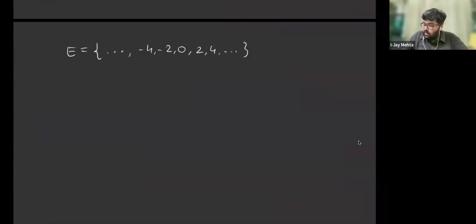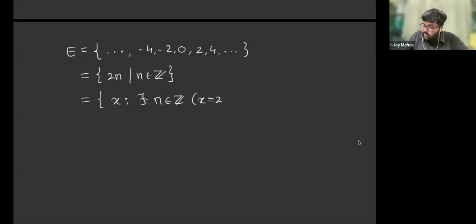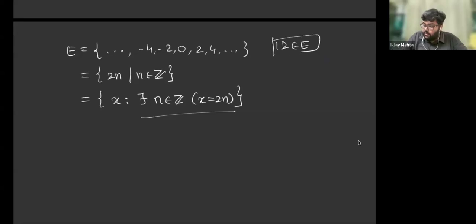And then we had used another form, which we write as 2n, so that n in Z, or what she suggested was this form: x such that there exists n in Z, so that I can write x equals of the form 2n. This was a property. So for example, does 12 belong to set E or not? Is it true?